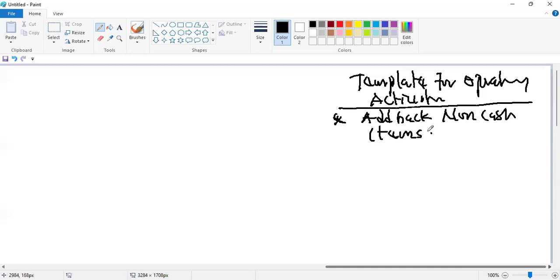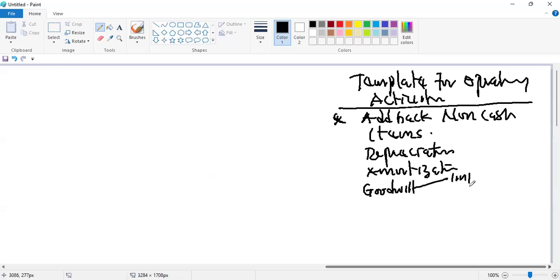I will add back non-cash items. What are the non-cash items? Don't forget depreciation, amortization, goodwill, either it has impaired or it is written off. But what will tell me the one I need? No current asset. The non-current asset will tell me. Where am I going to see all this? It's waiting for me in additional information.